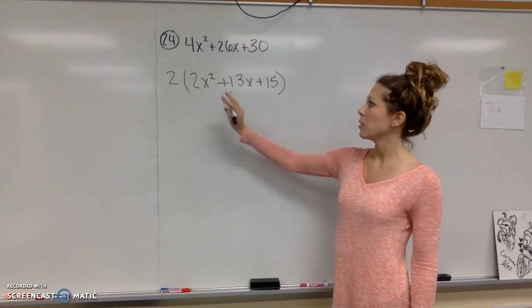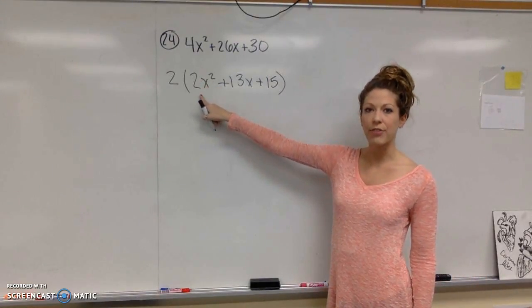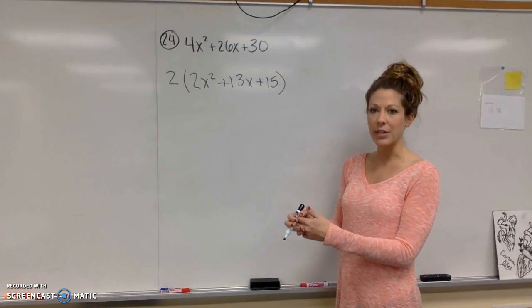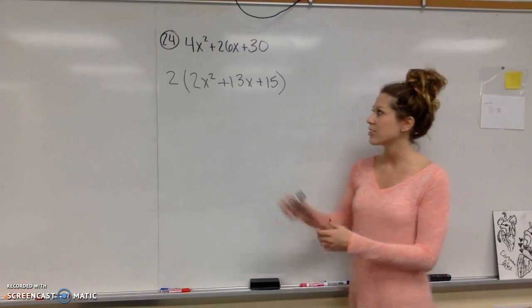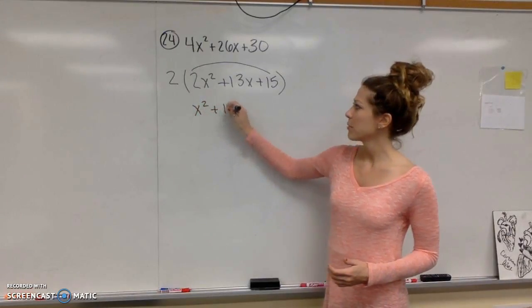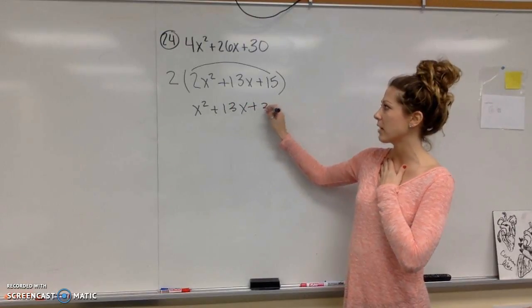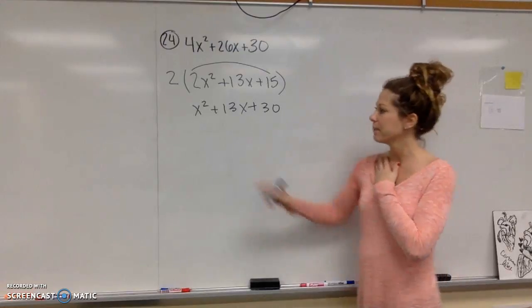Now this time, when we factored out a 2, we still have a leading coefficient in front of our first term. And our goal when we want to factor, we don't want a leading coefficient there. So what we've been doing is we get rid of that leading coefficient by just sliding it to the back. And when we slide that 2 into the back, we're going to multiply it by our last term. So x squared plus 13x plus 30.